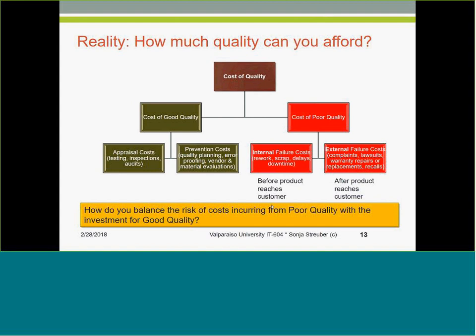So the cost of poor quality inside our manufacturing cycle, the internal failure cost, typically occurs before the product reaches the customer, right?